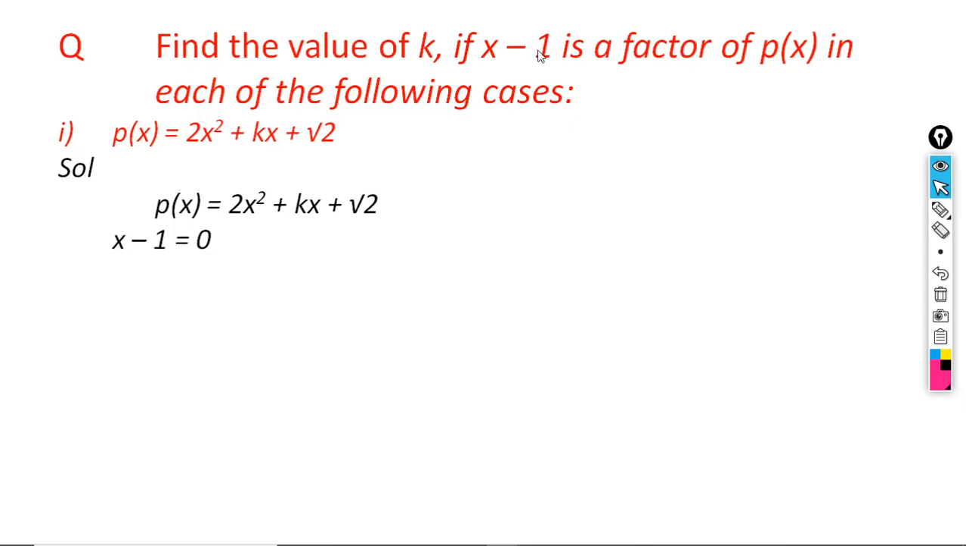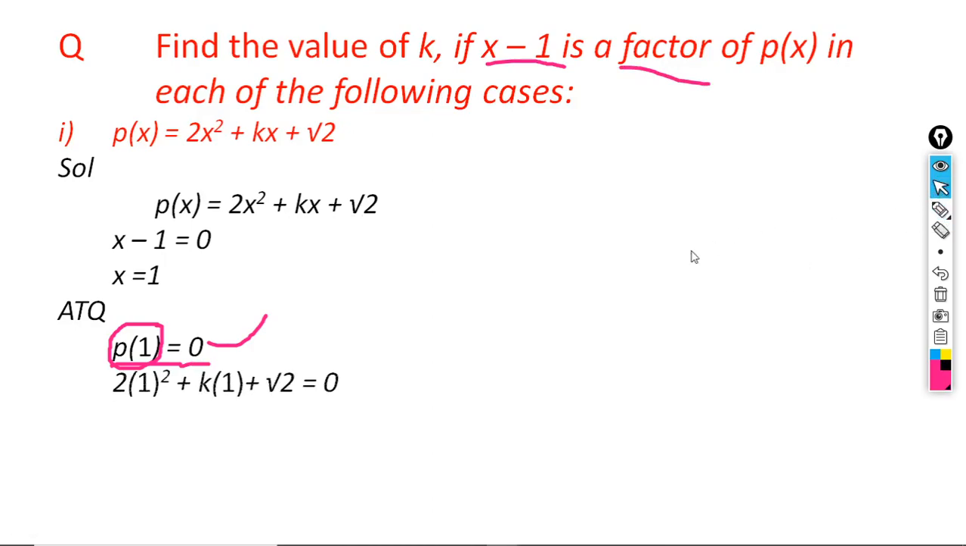Here x minus 1 is already given as a factor, so we substitute x minus 1 equal to 0, finding x from here, which is 1, and according to the question, the condition is p of 1 equals 0. This is a certainly important condition. Why am I writing this condition here? It is already given in the question that x minus 1 is a factor. If x minus 1 is a factor, the remainder should be 0, and you know that p of 1 represents the remainder, and this remainder is 0. So this condition is given in the question, so we are applying this condition here.